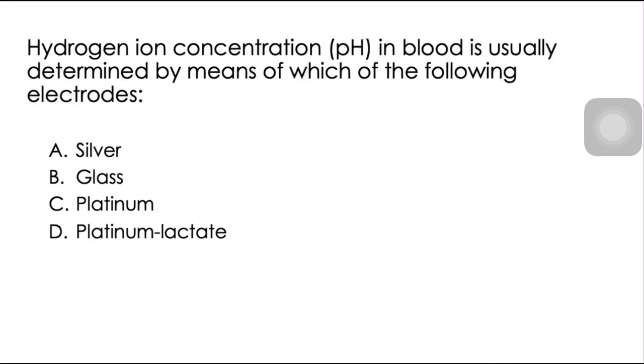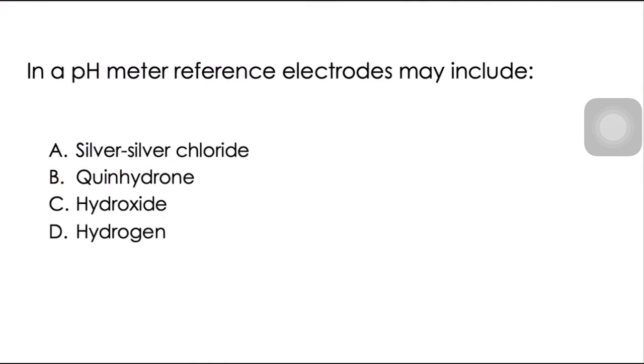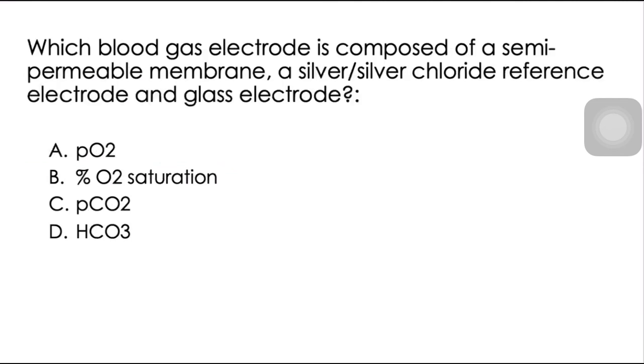Okay. Hydrogen ion concentration, pH in the blood is usually determined by which of the following electrodes. Diba? For pH electrode, we are using the glass electrode. No? So we have letter B, glass. Okay? In a pH meter reference electrode. So sa pH po, we are using the glass electrode, and then for the reference electrode, we are using your silver chloride, or your calomel or mercury chloride. So we have letter A, silver chloride, reference electrode for pH.